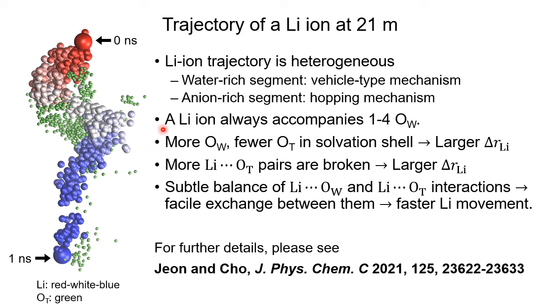And also, a lithium ion always accompanies 1 to 4 water-oxygen atoms, and if there are more water oxygens and pure TFSI oxygens in the lithium-ion solvation shell, then that lithium ion will move faster. And also, if more lithium-OT pairs are broken in a given time span, that lithium ion will have a larger displacement in that time span. So combining all these, we can conclude that the subtle balance of lithium-OW and lithium-OT interactions enables this easy exchange of these two in the lithium-ion solvation shell, and it leads to faster lithium movement.